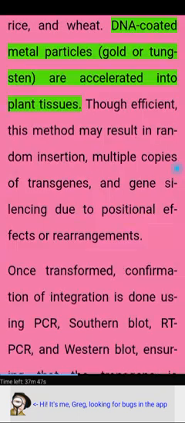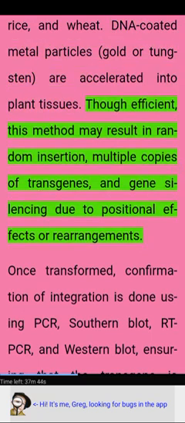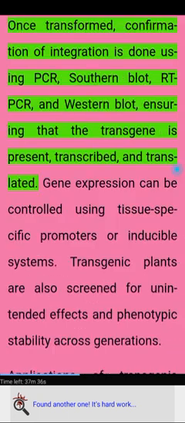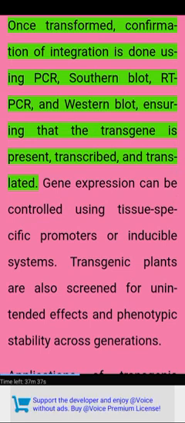rice, and wheat. DNA-coated metal particles, gold or tungsten, are accelerated into plant tissues. Though efficient, this method may result in random insertion, multiple copies of transgenes, and gene silencing due to positional effects or rearrangements. Once transformed, confirmation of integration is done using PCR, Southern blot, RT-PCR, and Western blot, ensuring that the transgene is present, transcribed, and translated.